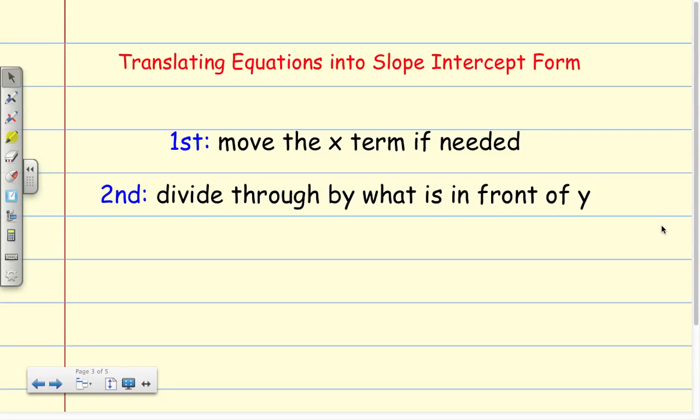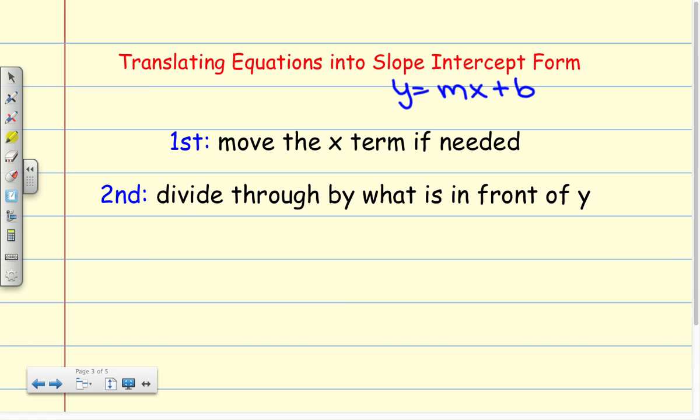Equations in slope-intercept form. Sometimes you have to make an equation in slope-intercept form. It's not given to you that way. Recall that slope-intercept form is y equals mx plus b. Sometimes the y isn't alone. All that really means is get y alone. Slope-intercept form means y is by itself.